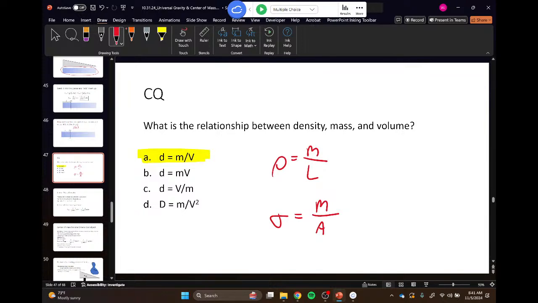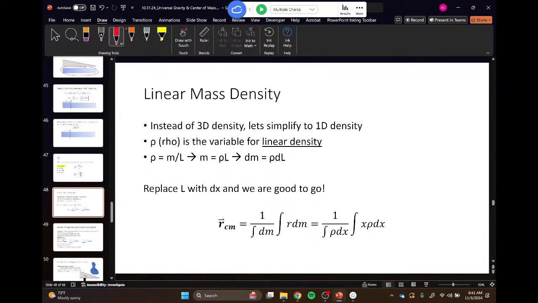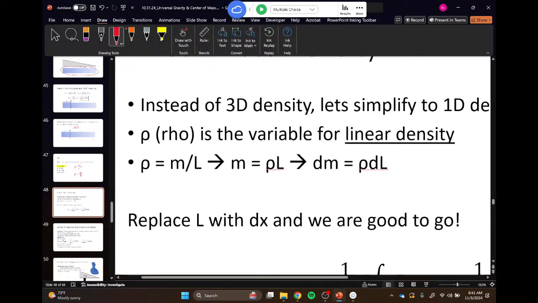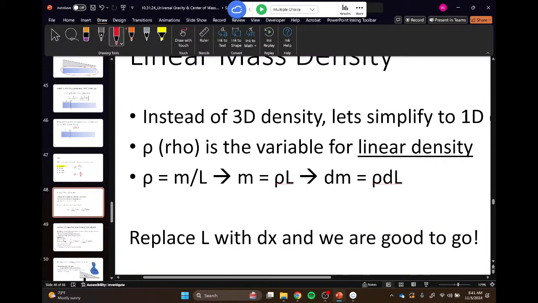So, there you go, y'all. Linear mass density. Oh, this is a Greek letter rho. It's a P without a little line sticking up, a P at a very slight angle. Rho.